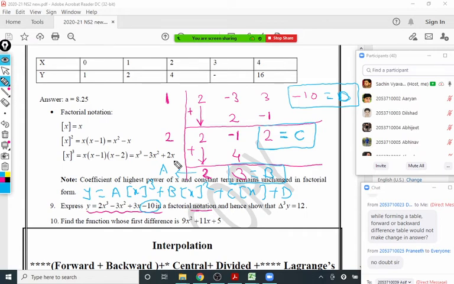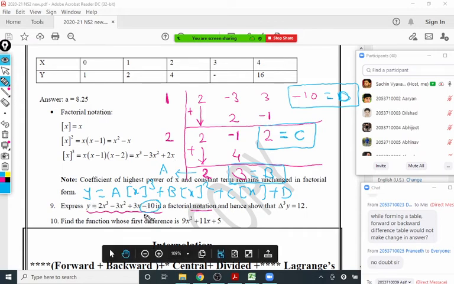Thus the factorial notation of this polynomial is y equal to: the value of a is 2, so 2 third factorial of x plus b. b is again 3, so 3 second factorial of x. Then we have the value of c. c is 2, so 2 into first factorial of x, plus d. d is minus 10.